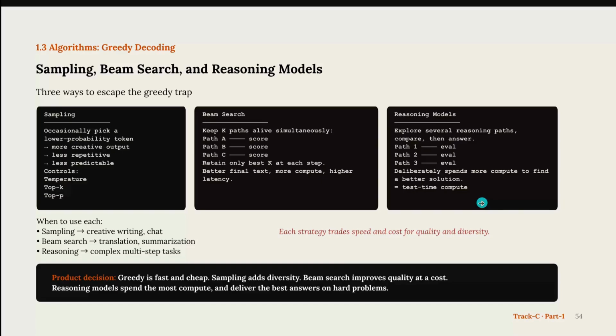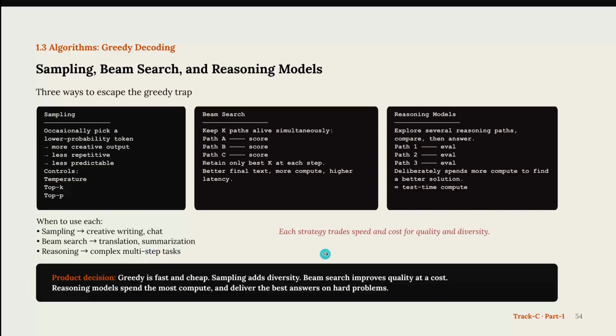And when to use each of these: sampling is best for creative writing because you can control the temperature and so on, and it is good for chat as well. Beam search when you want to do translation or summarization, because we are looking at precision here. Reasoning when you have multi-step tasks which are complex in nature. If you want to go deeper and deeper on particular reasoning paths, reasoning models are the right one. If you're looking for translation and summarization, beam search is the one. If you're looking for creative writing, chat conversations and so on, sampling is the better one.